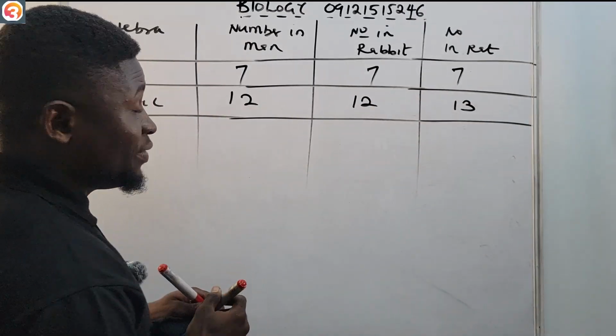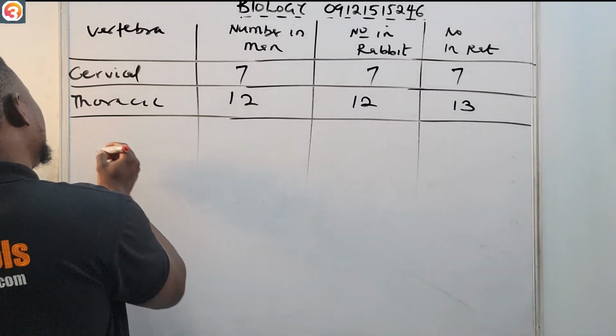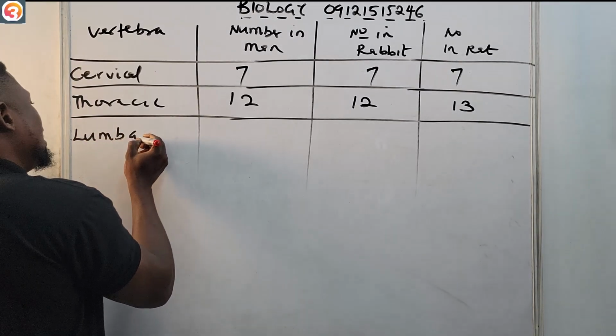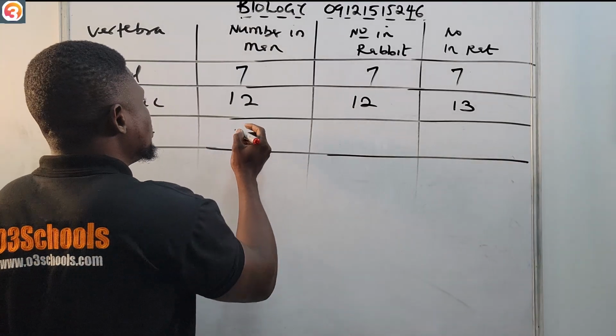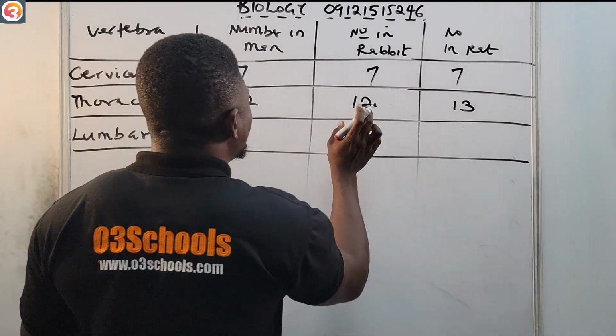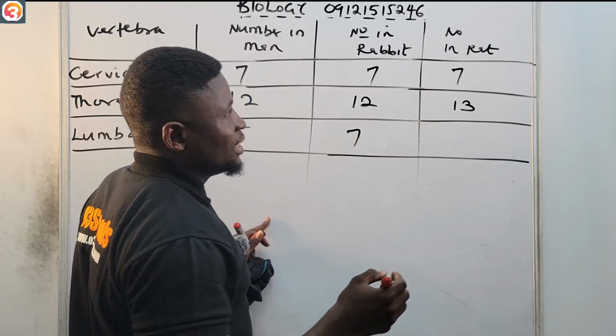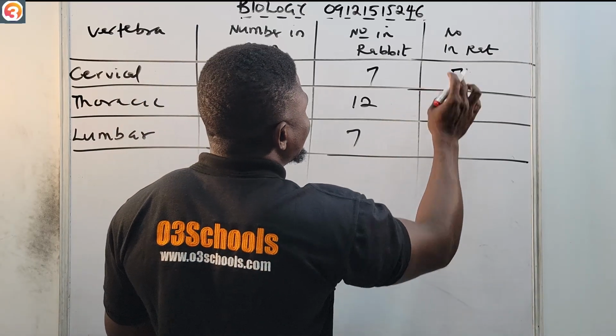After thoracic, we now have the lumbar vertebra. The lumbar is from L1 to L5 for man, so there are 5 lumbar in man. For rabbit it is 7, then for rat it is 6.